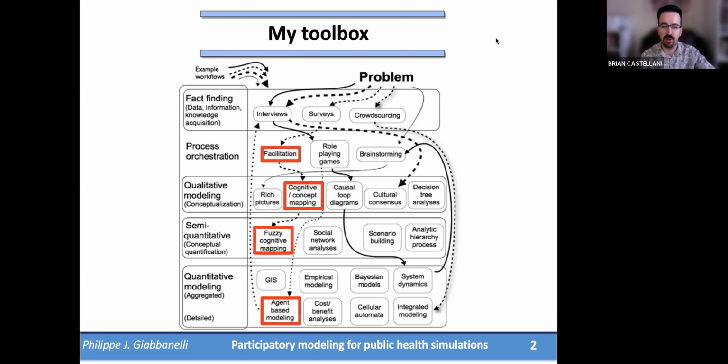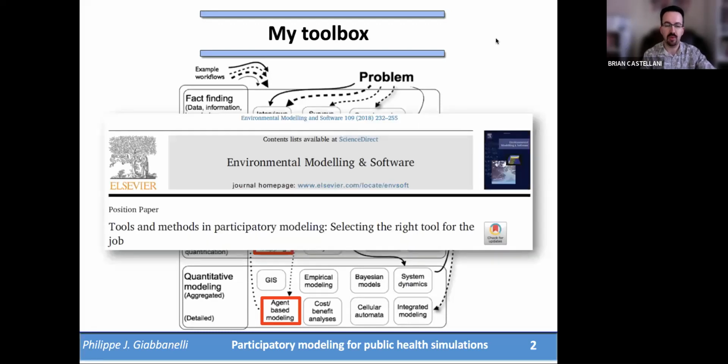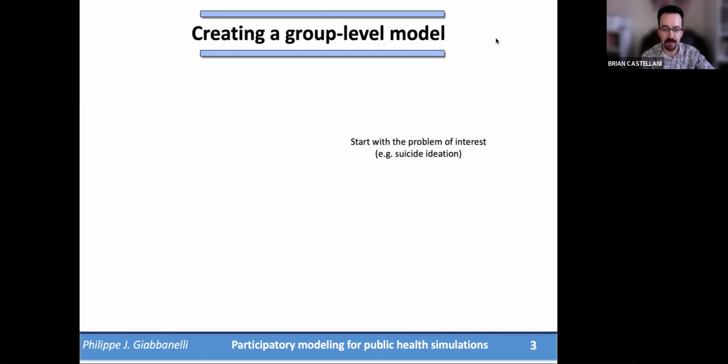alternatives. So here we're going to start by looking at facilitation using cognitive or concept mapping. I often use fuzzy cognitive mapping, but that is not contained in this presentation. And I also use agent-based modeling, which is contained here. So we're going to start with facilitation. If you want to look at other tools, there is a paper that gives you an overview, what is available, what to choose. So I would refer you to that paper for the broader toolbox here.